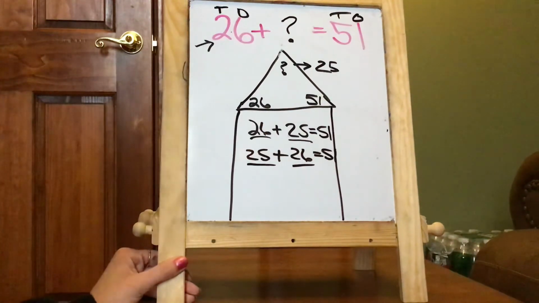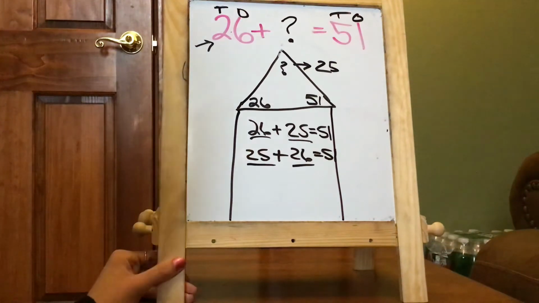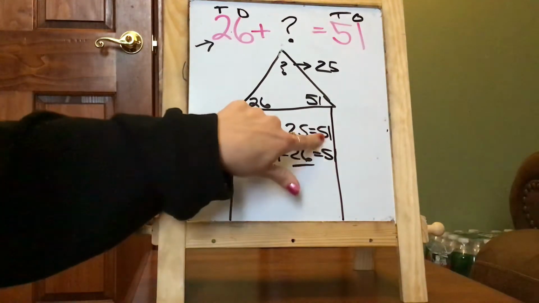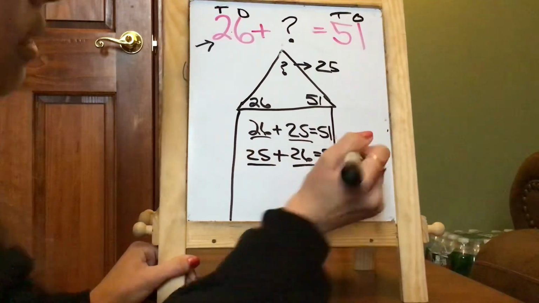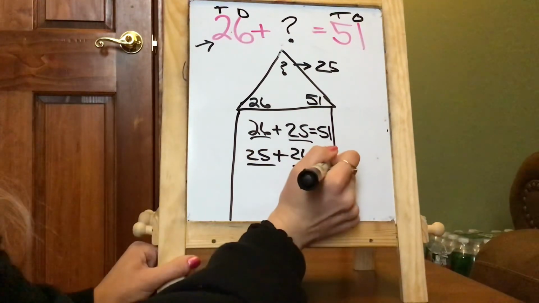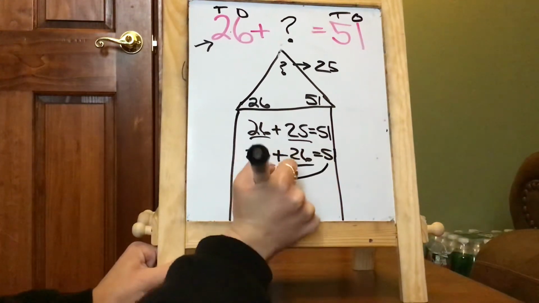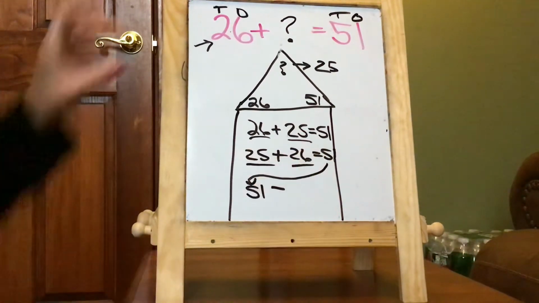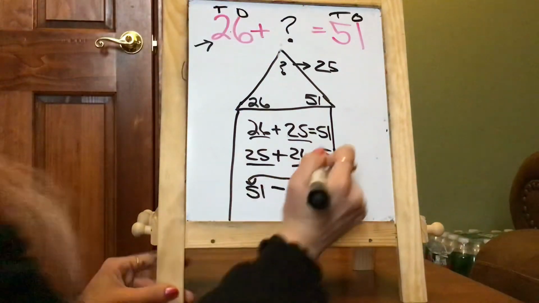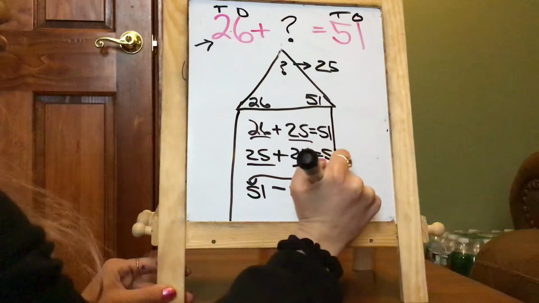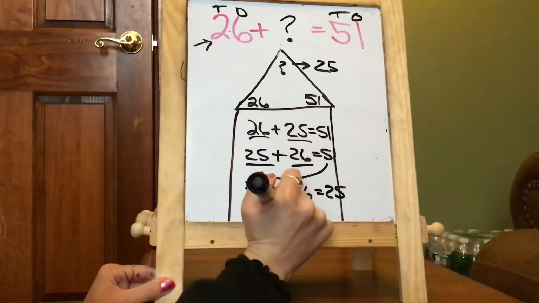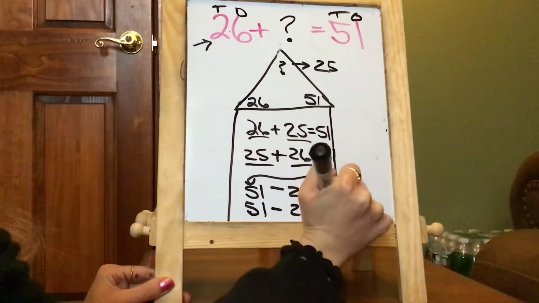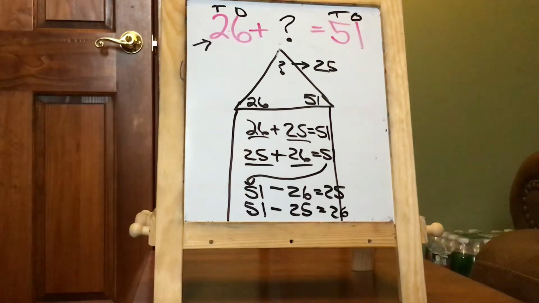Now, if we were to do our subtraction problems, they always look a little different than our addition problems because our sum, or our bigger number, always comes first. We can't take a smaller number and subtract a bigger number from it. So I'm going to take my sum, 51, and then you're just going to subtract one of your parts, or your addends, your smaller numbers. 51 minus 26 equals 25. 51 minus 25 then must equal 26.